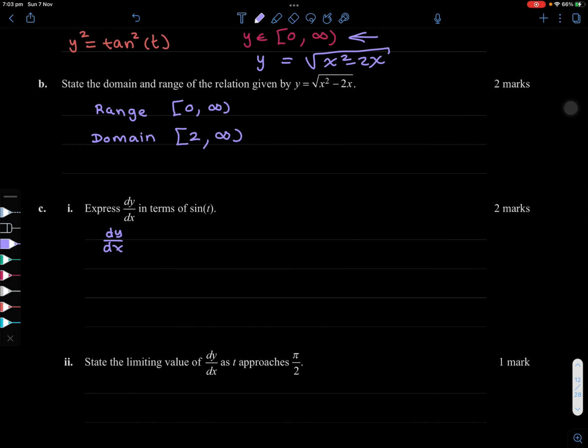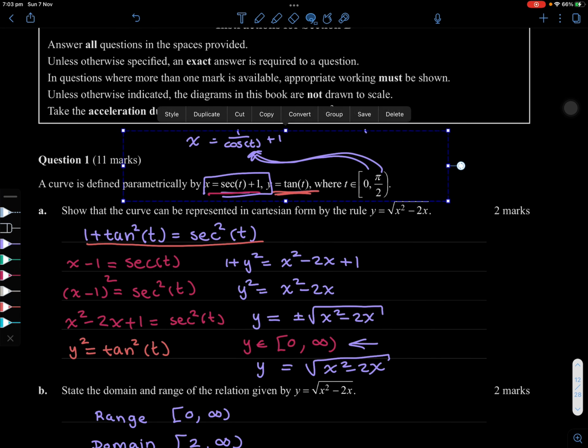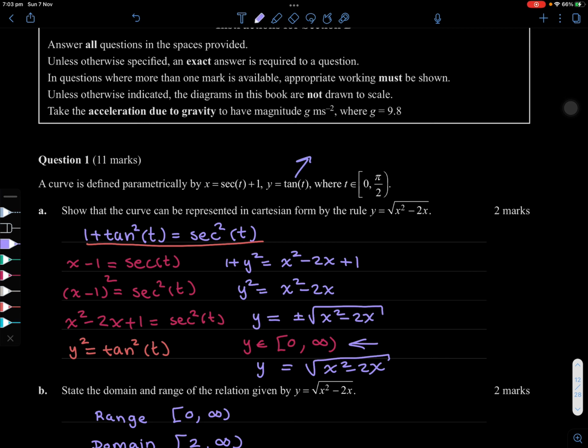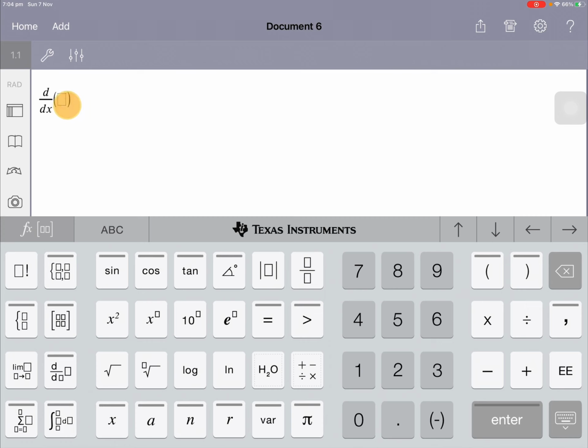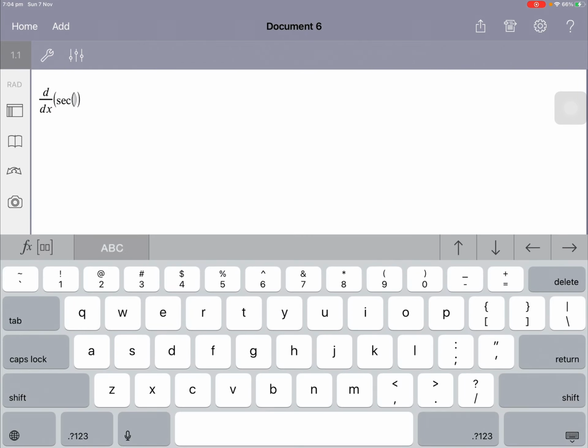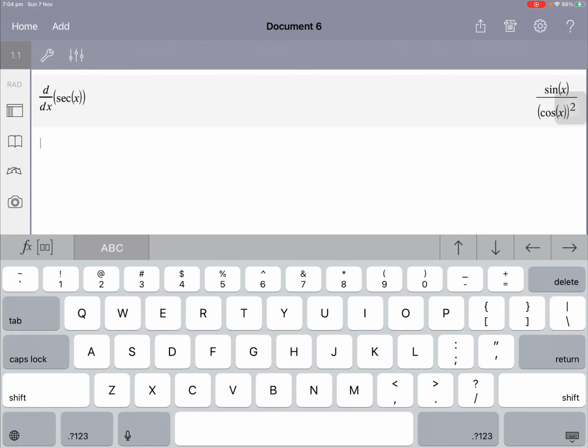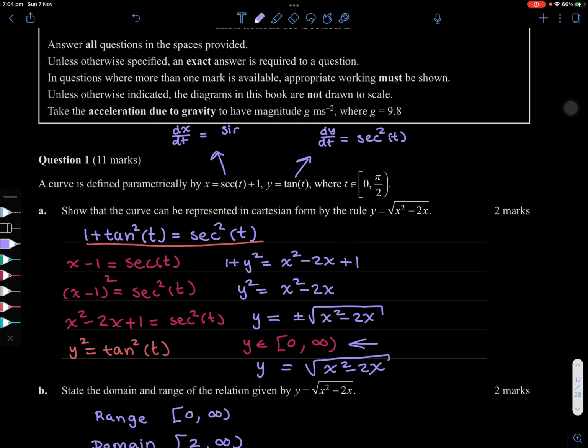Now here it says find dy dx. That is just dy on dt times dt on dx. And we can figure these out quite easily by just looking at our parametric equations. So coming up here, using this, we can figure out dy on dt as sec squared of t. And using this, we can figure out dx on dt, which is, I'm too lazy to figure that out, so I'm going to go on the CAS. That gives me sine t on cos t squared.